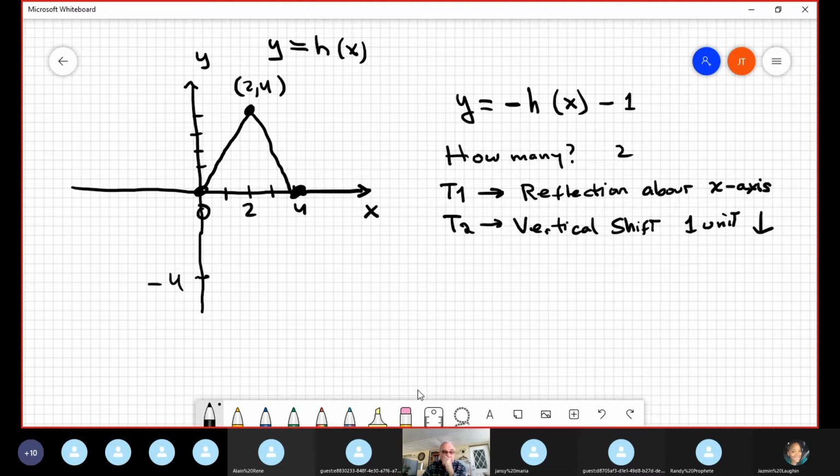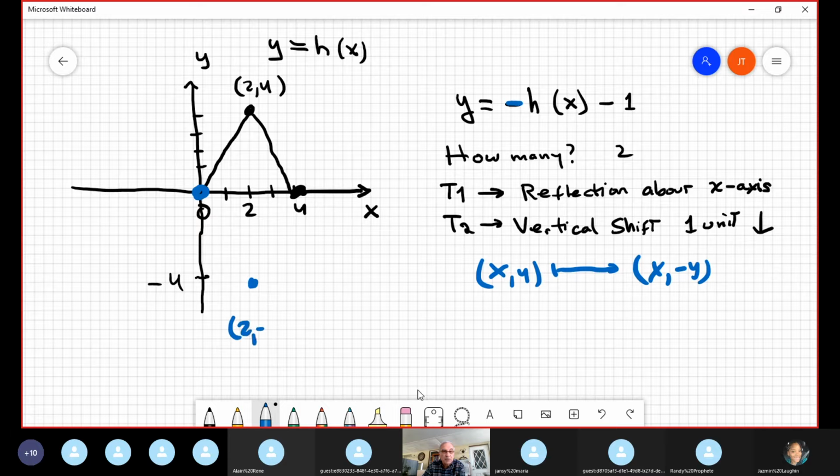So this point stays the same, because in the first transformation, the thing we are doing is change the sign of the y. So basically, we have x, y without transformation. When you apply the transformation, it is x, negative y. So basically, we change the sign of the y component because it's outside the parenthesis, no? So it's negative four.